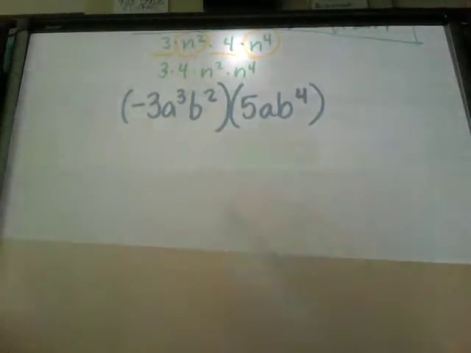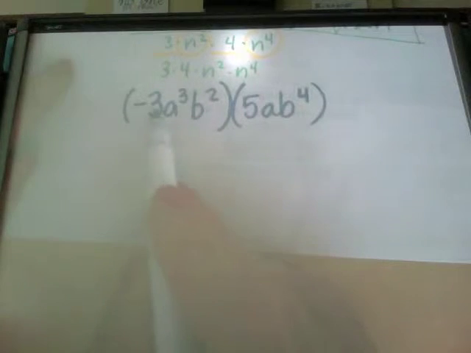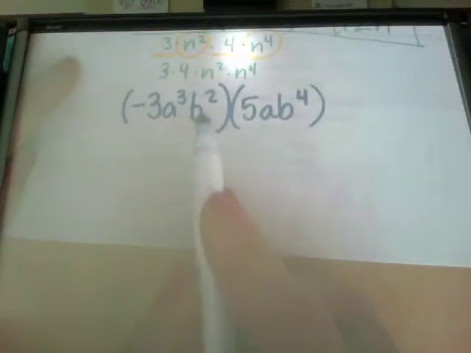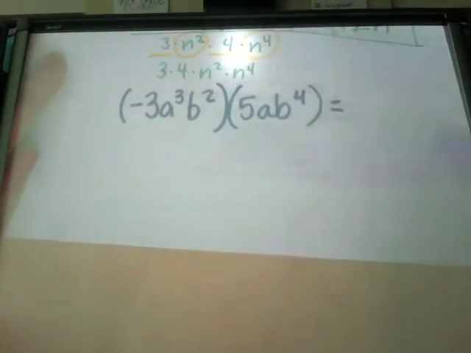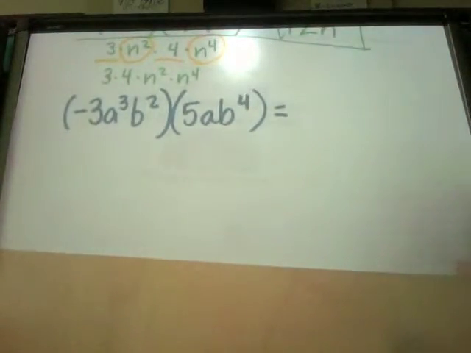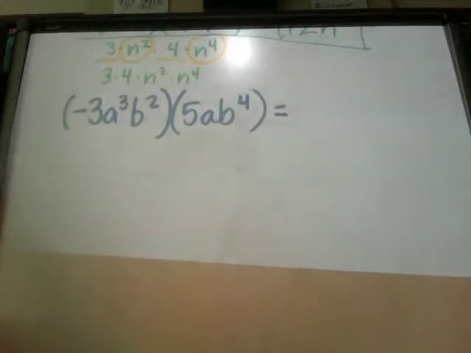All right, you could write it all separately. You could, if you wanted, write negative 3 times a cubed times b squared times 5 times a times b to the fourth. But if you don't want to do that, you don't think you need to, tell me now, which things should I start multiplying? And remember the pattern of what goes first. Let's start with that first.